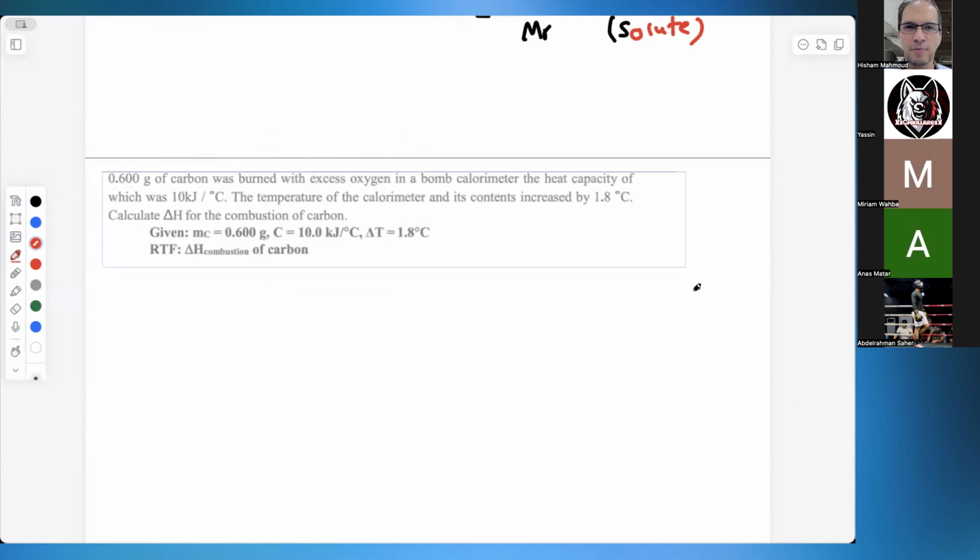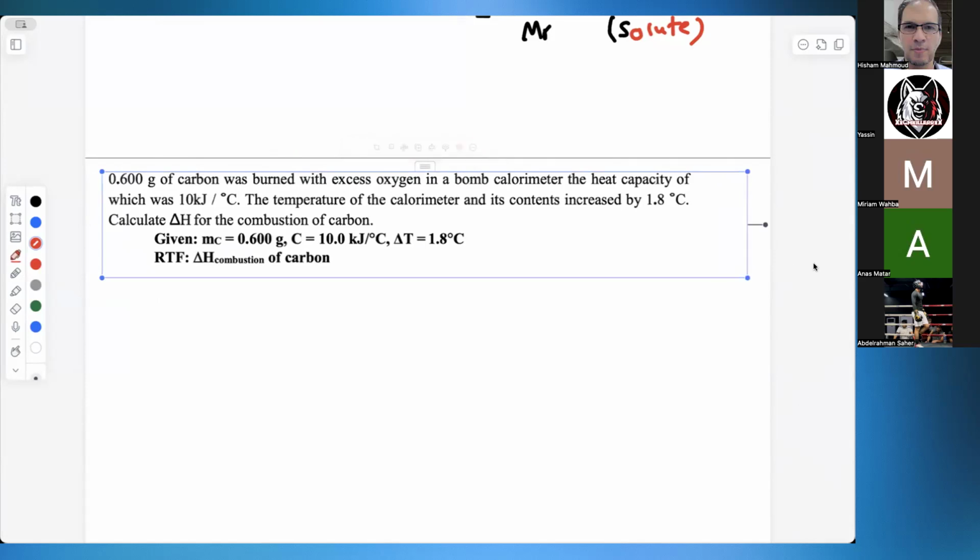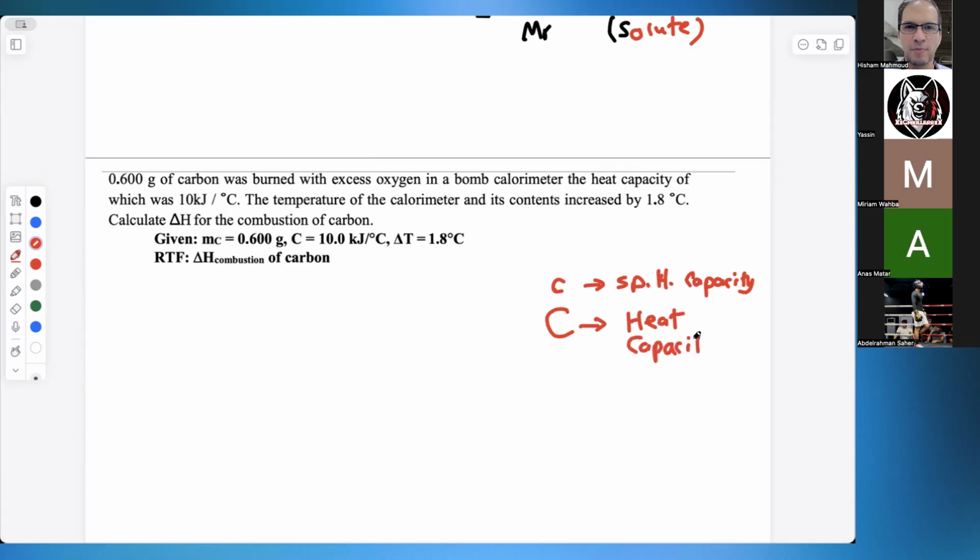So I have 0.600 grams of carbon burned in excess oxygen in a bomb calorimeter. I have to notice here that this is a bomb calorimeter, and instead of giving me the small c, which is the specific heat capacity, he has given me the big C. Some students, by oversight, will not notice the difference between specific heat capacity, which is used in normal calorimeters, and sometimes he will add the specific heat capacity of the water and get something called the heat capacity. This is totally different. And the heat capacity in this case he gave as 10 kilojoules.